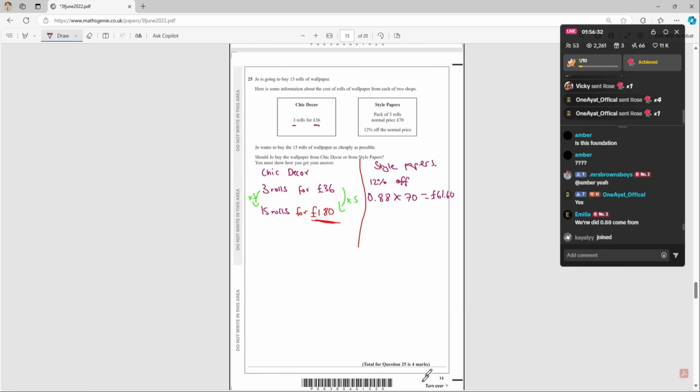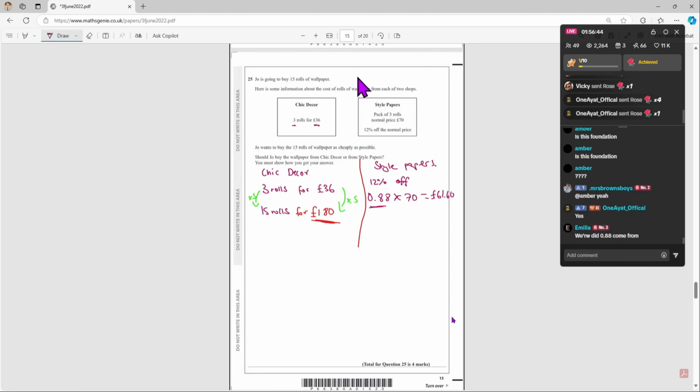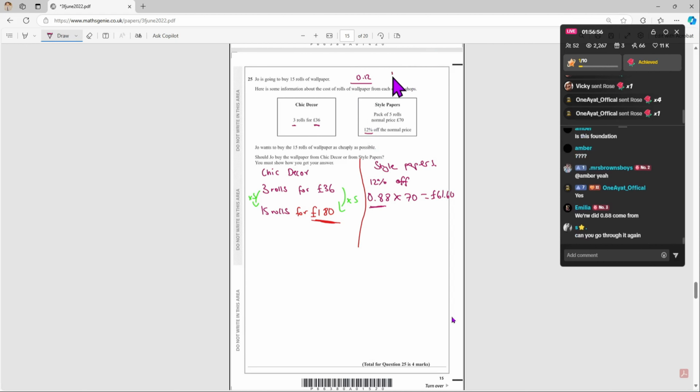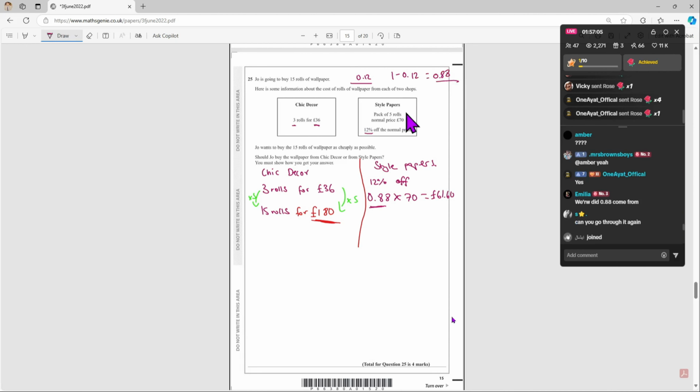Where did I get 0.88 from? That is our multiplier, guys. Whenever we're decreasing an amount, we convert the percentage into a decimal, so 12% as a decimal is 0.12. We are decreasing it, so we do 1 minus 0.12 to get 0.88 as our multiplier, okay? So when you do 0.88 times 70, you get £61.60.